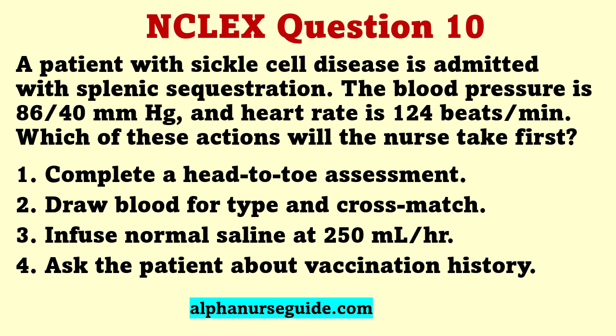The correct answer is 3. Infuse normal saline at 250 ml per hour. Because the patient is severely hypotensive, correction of hypovolemia caused by the splenic sequestration is the most urgent action.